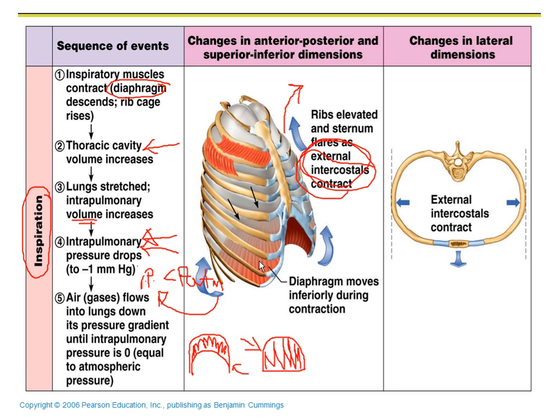So from the top, when you breathe in, you contract your diaphragm and your external intercostals. That increases the size of the thoracic cavity and the intrapleural volume. That automatically increases the intrapulmonary volume. When you increase the intrapulmonary volume, the intrapulmonary pressure drops. And the point at which it becomes below atmospheric, air comes inside the body.